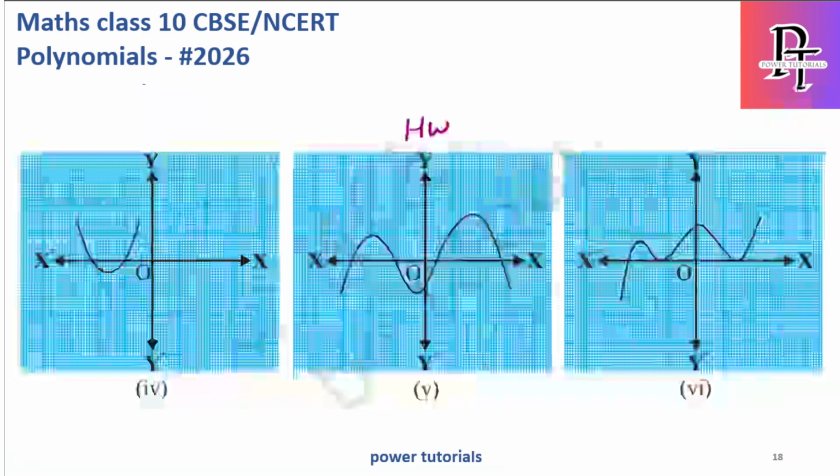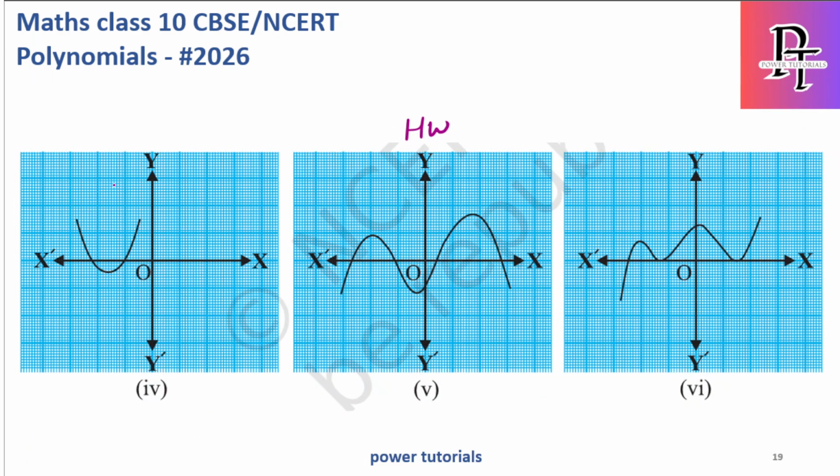Okay, let's solve the next one, the fourth one. Here we have a U-shaped parabola. Parabola means quadratic. This is a quadratic polynomial. If they ask you what the degree is, it should be 2. And if they ask you the number of zeros, it is touching at this point and this point, so the total number of zeros is 2. This is homework, you guys have to solve this.